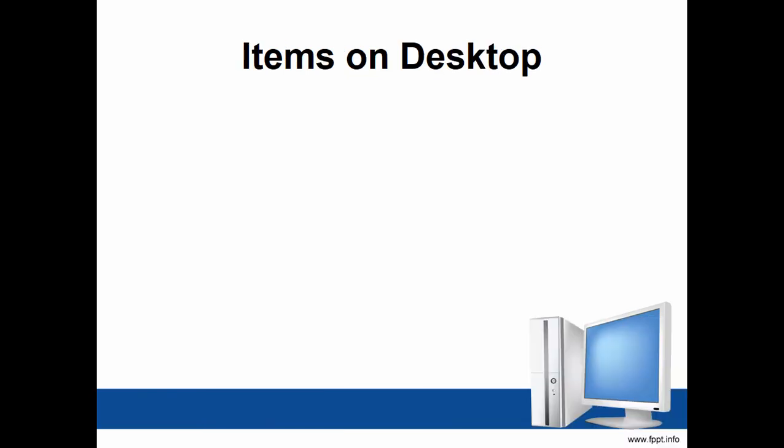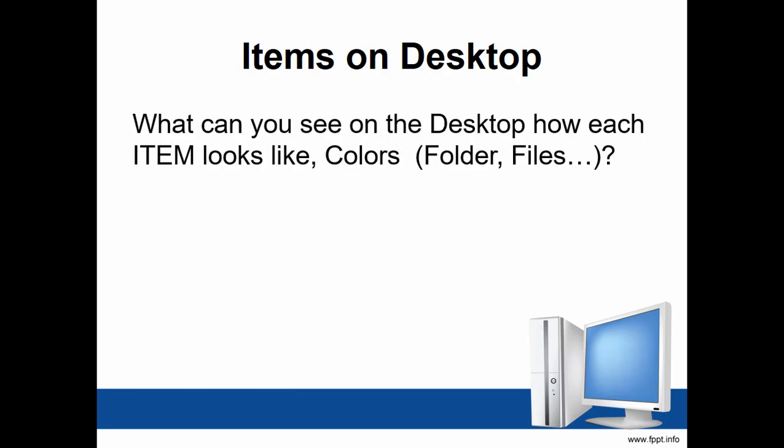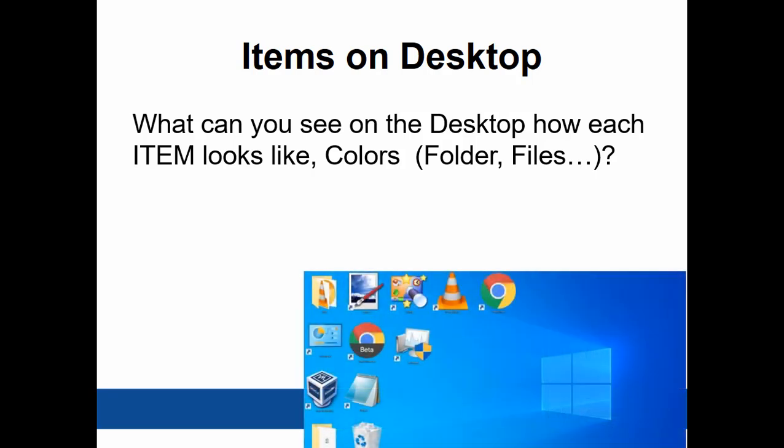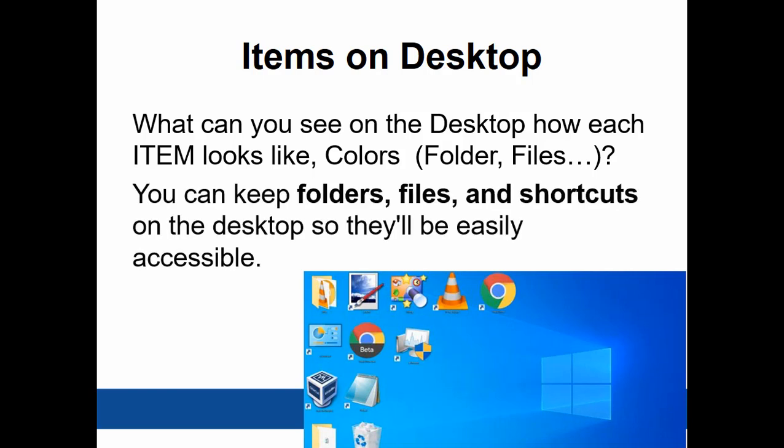And now we're going to move to items on desktop. What can you see on the desktop? How does each item look, colors, folders, or files? These are shortcuts that are found on the desktop. You can keep folders, files, and shortcuts on the desktop so they'll be easily accessible. It's easy to open them, not by going inside My Computer, My Documents, or Downloads and searching for the file. You can just put a copy of it, which is called a shortcut, on the desktop.